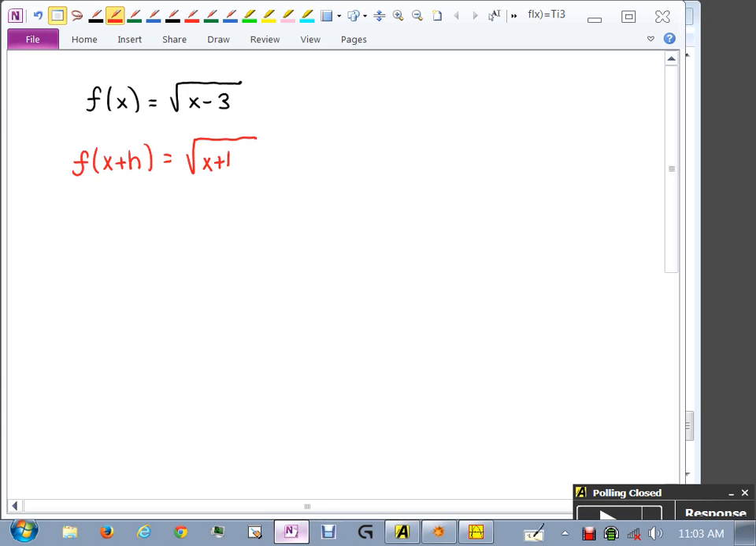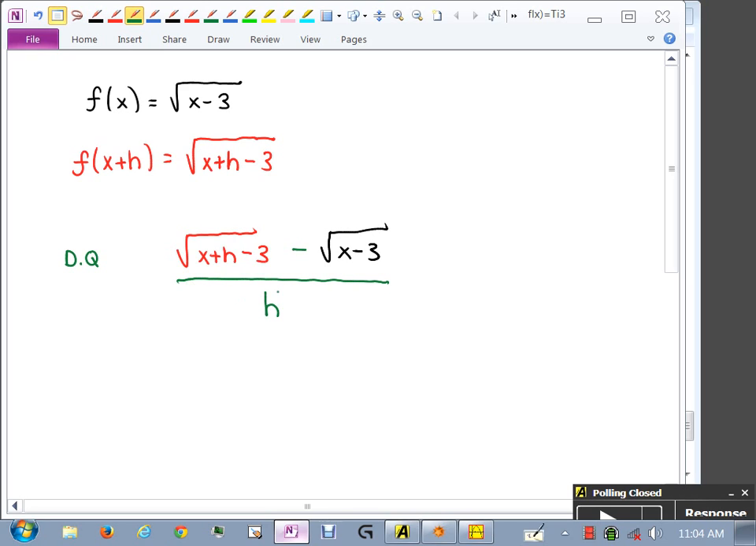Replacing x with x plus h, we get this. And now let me set up the difference quotient. My difference quotient will be: the top left corner is the f of x plus h. Then we say minus the f of x, which for us is just square root of x minus 3. Then this entire thing divided by h. And what did I say our main goal is at this point? Once you get to this, what's your main goal? Get that h to cancel.